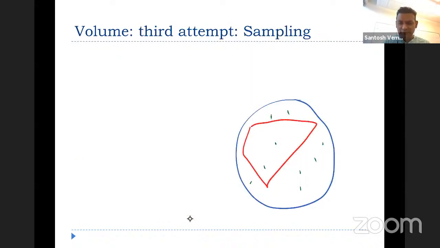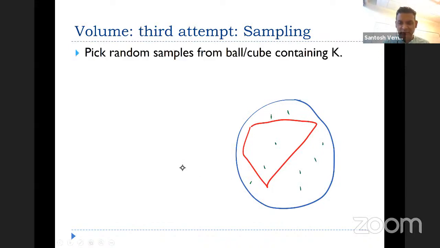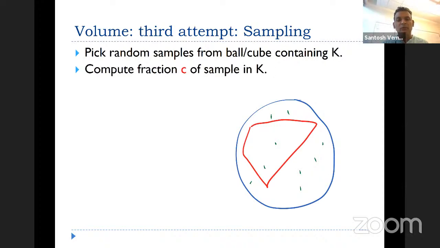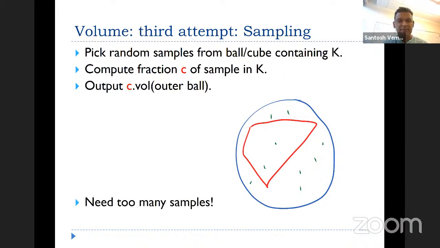Okay, so let's make one more attempt now that we know that randomization is essential. Here's the simple grade school algorithm. Let's pick random points from some simple set like a ball or a cube large enough that contains your body K. For example, we are already given that a ball of radius capital R contains K. And you compute what fraction of the samples fall in K. Now this times the volume of the outer ball is an estimate of the volume of K, and it's correct in expectation. But of course, the problem again is that you'll need too many samples.